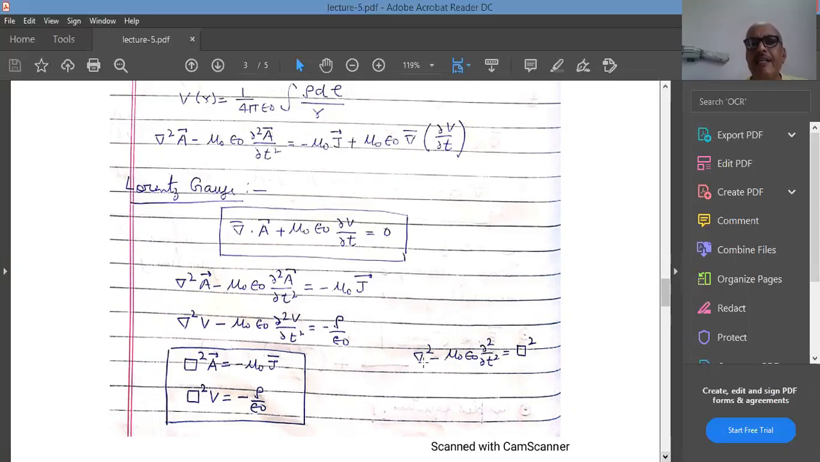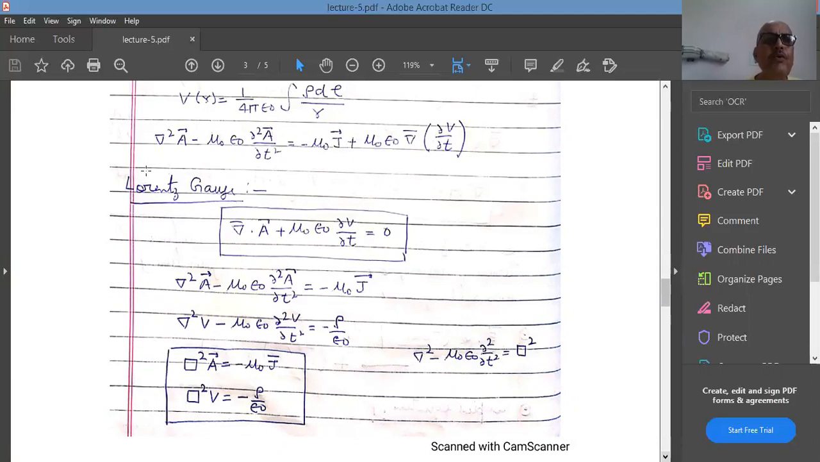So this here, del square minus mu naught epsilon naught del square over del t square, is written as a D'Alembertian square. We call it the D'Alembertian square. It is the four-dimensional del square. So in this notation, we will write D'Alembertian square A is equal to minus mu naught J, and D'Alembertian square phi is equal to minus rho upon epsilon naught. In future, you will see that these two equations are also not different. They are also part of one equation that you will see in the second unit of this course.